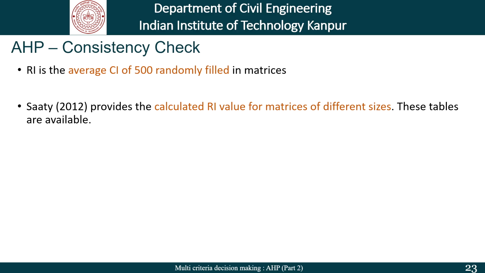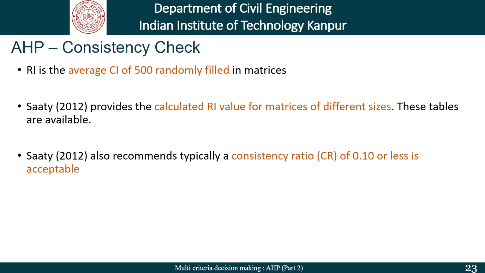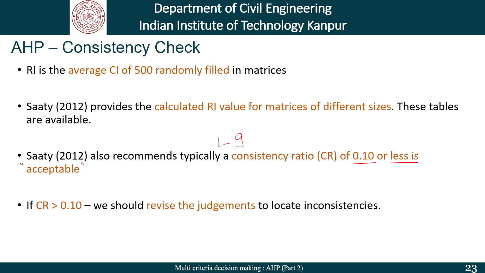That is, if we have 3 criteria, then Ri will be different. If we have 4 criteria, we will see a different value. And similarly, if we have 5 or 6 criteria, the value of Ri will be different. Moreover, this work by Saaty in 2012 recommends that for the 1 to 9 scale which we have considered, a consistency ratio of 0.10 or less is acceptable. That is, as long as we have a consistency ratio of 0.10 or less, we say that it is acceptable.